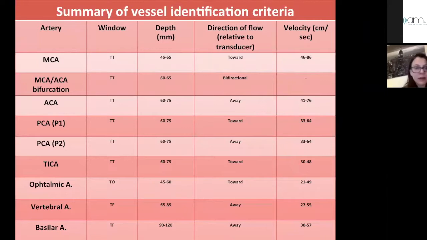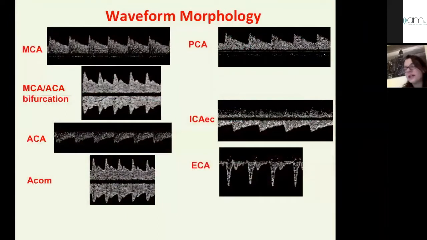different vessels. But also with a bit of training, we can also assess and differentiate the different vessels according to the waveform morphology. This is the typical morphology of the middle cerebral artery. As you can see, the posterior cerebral artery has got a flow which is slightly slower. Here is the bifurcation between the MCA and the ACA.